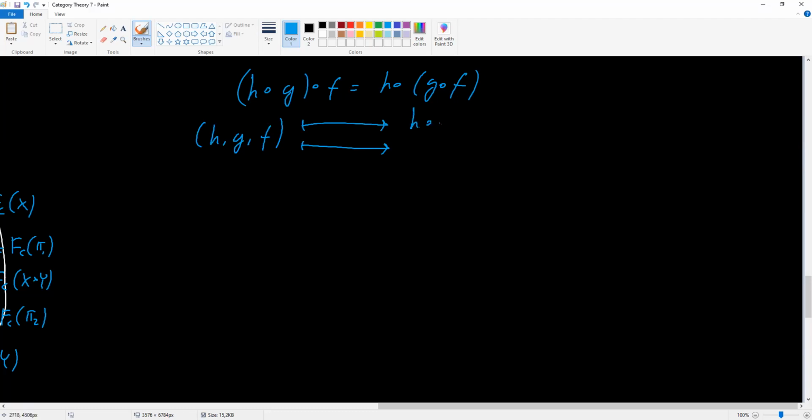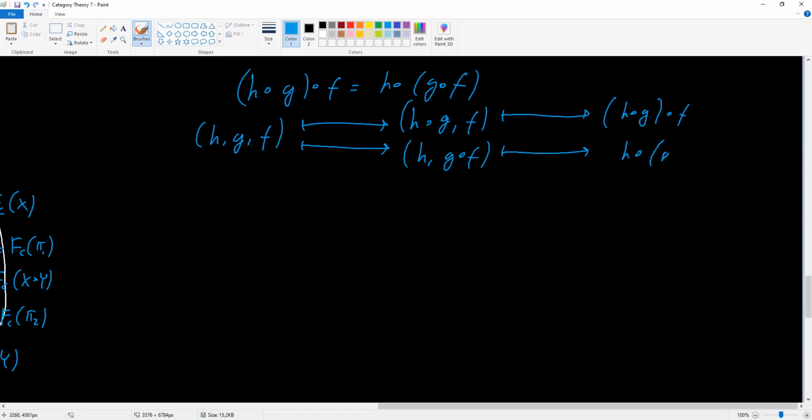Firstly, I want to create HGF on one side, and on the other side HGF, and then further I want to create HG composed with F and H composed with GF, and then I will say that these two must be equal.